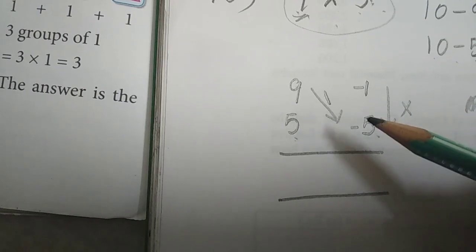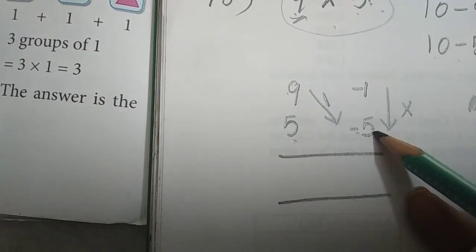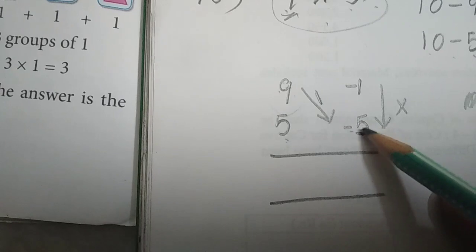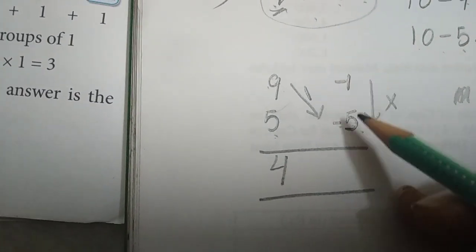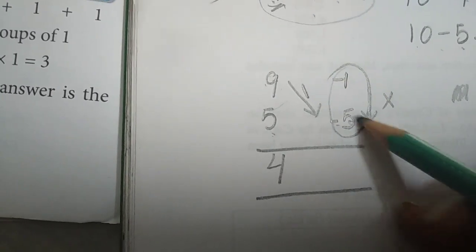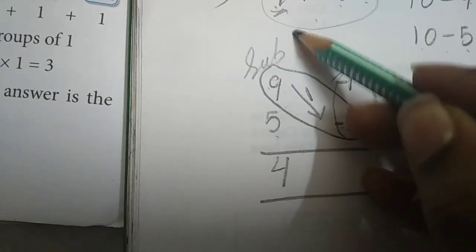Then the step is what? You have to subtract 9 minus 5. What is the answer? See which numbers I am taking: this number and this number. 9 minus 5, the answer is 4. Next is what? 1 into 5. You have to multiply these two numbers. These two numbers you have to subtract. Okay?